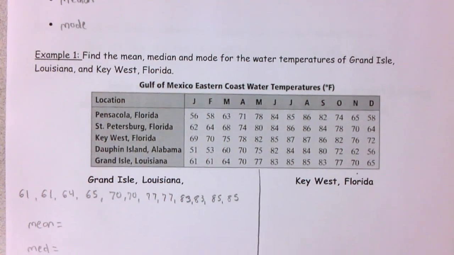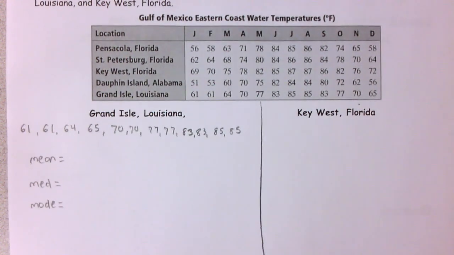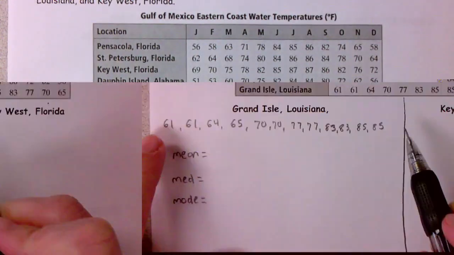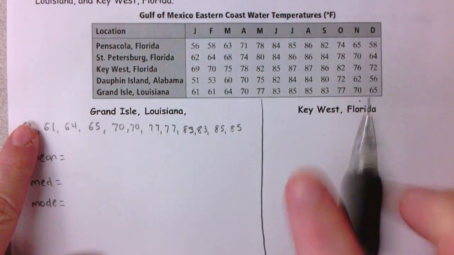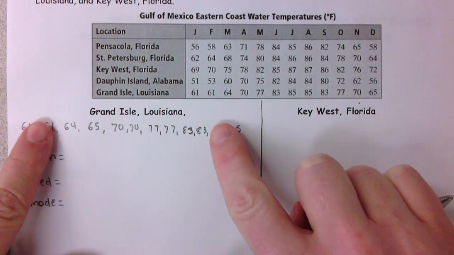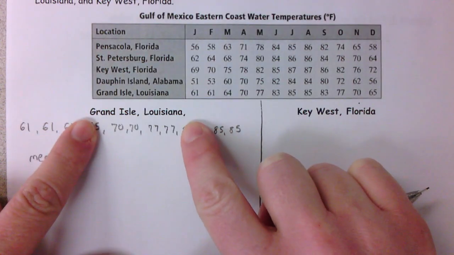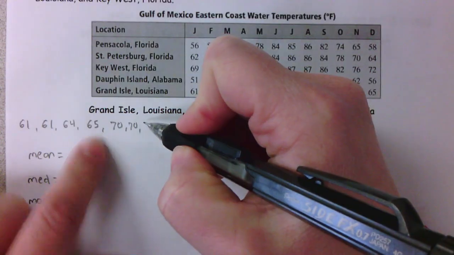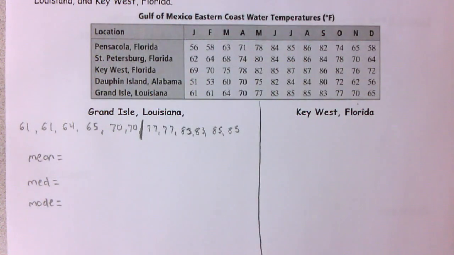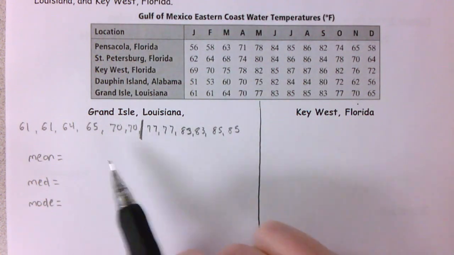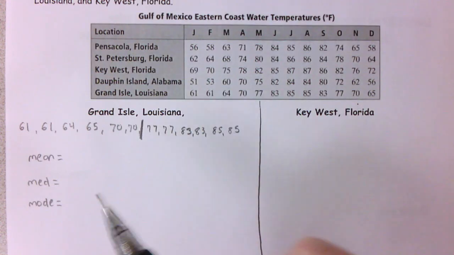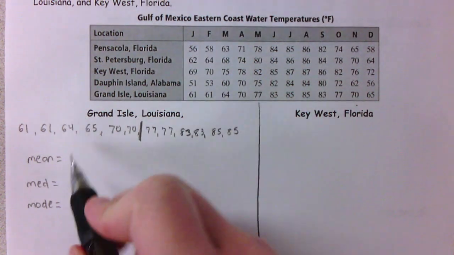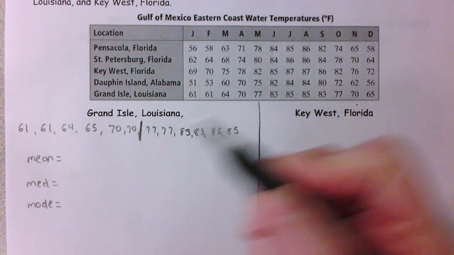Okay, so we put them all in order. That allows me to find the median because I need the one in the middle. So we kind of go from the outsides and work our way in until we get to the middle. And it turns out, since there's 12, there's an even number. Our middle is right there, so it's between 70 and 77. So what you can do is you can add them together and divide by 2. Or if you already know the number in the middle, you can just write that.